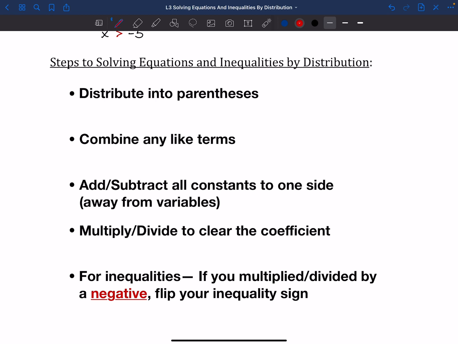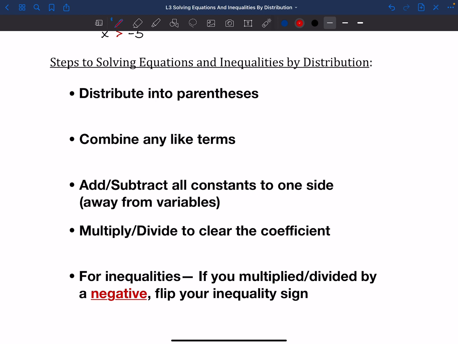After that, we may have some like terms that we need to combine, so we'll take a look at that again. After that, these last couple steps are ones that we've done already. We need to either add or subtract to move all the constants over to one side, away from the variables. We were just doing that. Then we either need to multiply or divide to clear any coefficient we have. Get that variable entirely by itself.